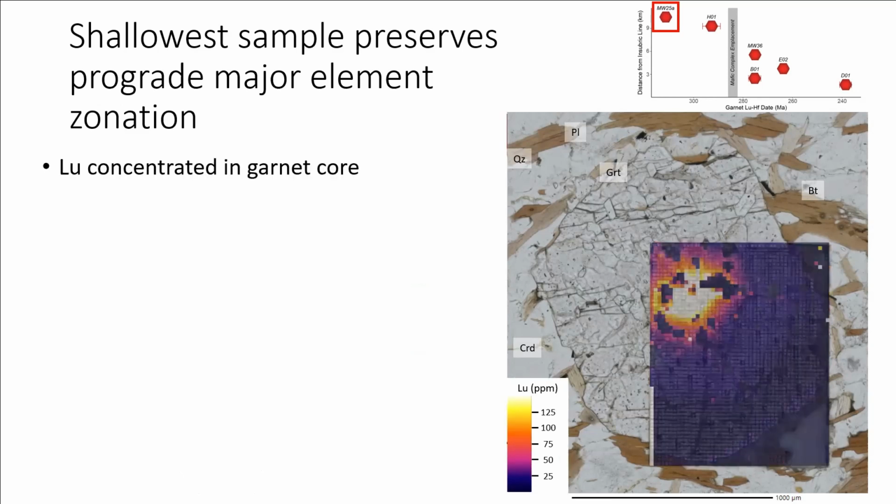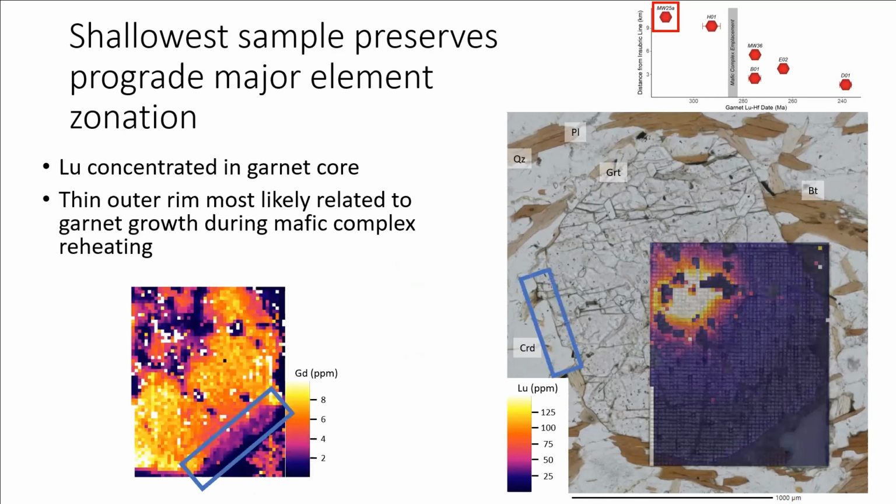So what does this mean for our lutetium-hafnium date? Now I'm showing you the lutetium laser ablation map from the same sample. You can see that lutetium is concentrated in the garnet core. It's the same part of the grain where we had that increase in calcium that we related to prograde burial. There is the thin rim to consider in our date, and we don't see a large amount of lutetium in the rim, but we can see it in other trace elements such as gadolinium, which is the other map on the screen.